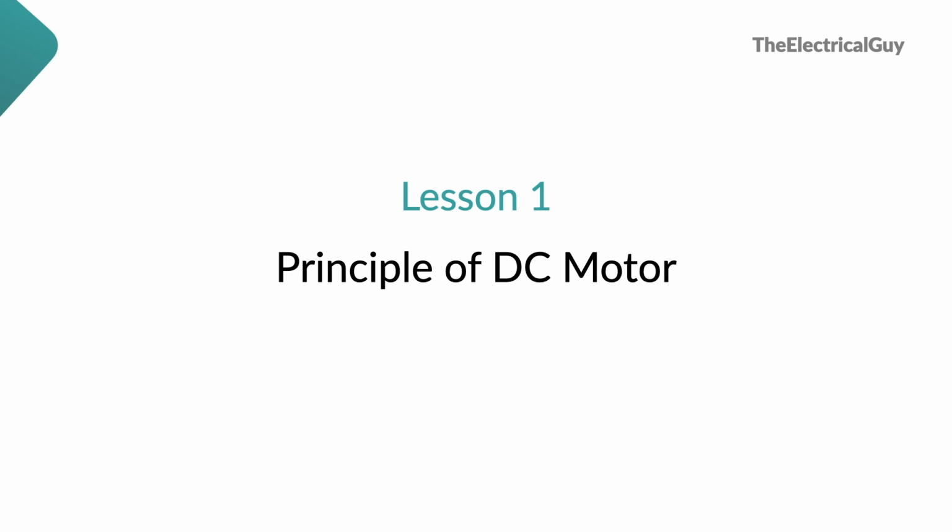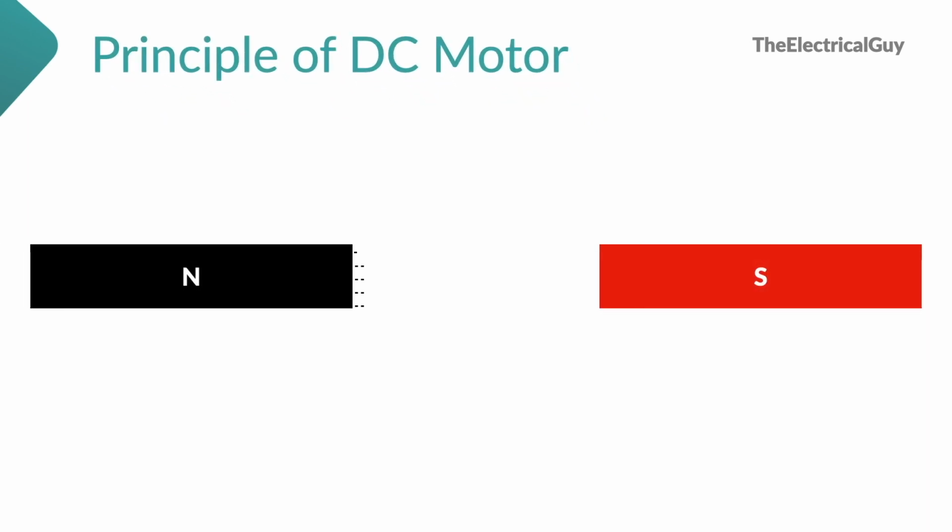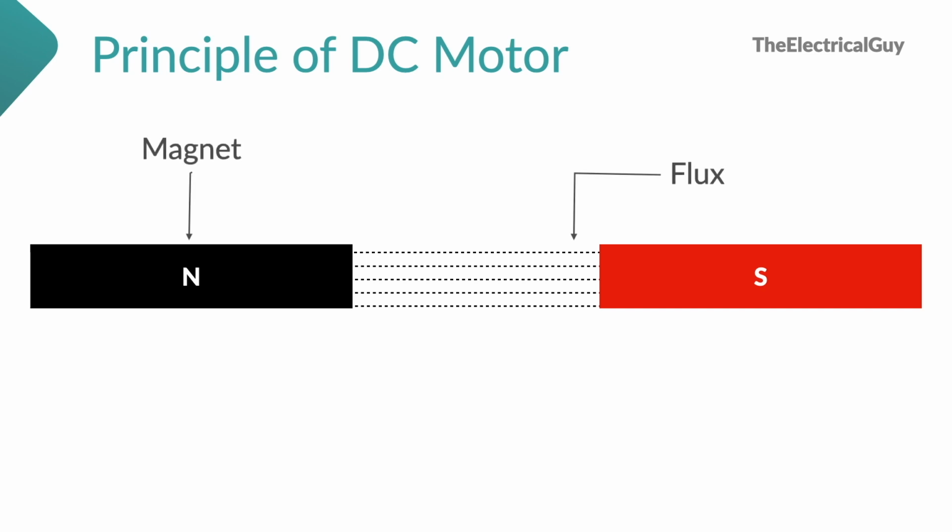However, in case of DC generator, it is exactly opposite. In case of DC generator, we are providing mechanical energy as input, and then as an output, we are getting electrical energy, right? Now, let's look at the principle of a DC motor. Let's take two permanent magnets, N and S pole. Now these permanent magnets will produce their own magnetic field, which you can see on your screen.